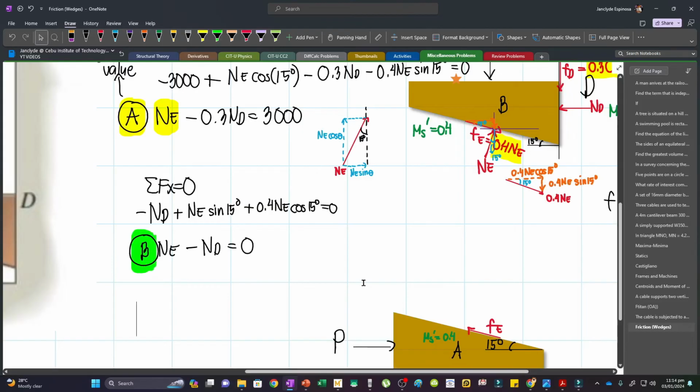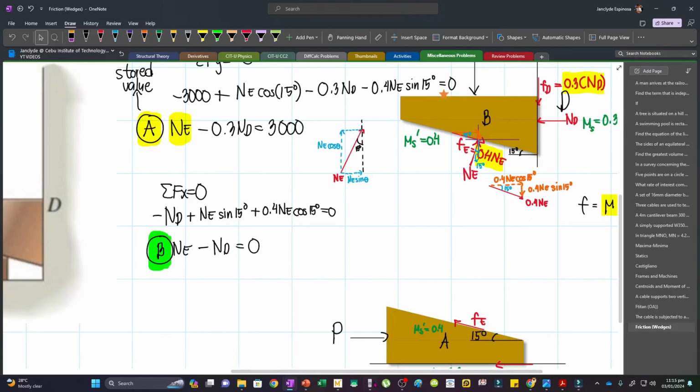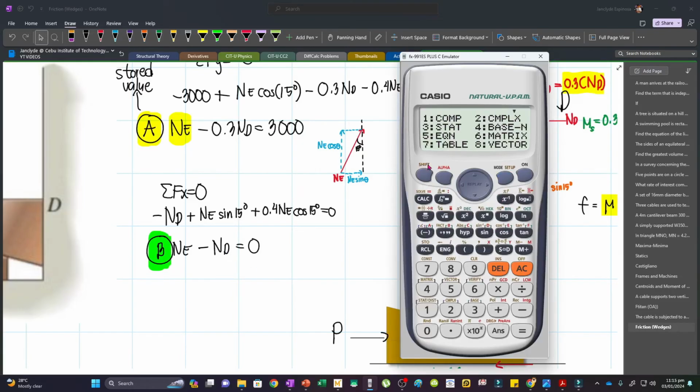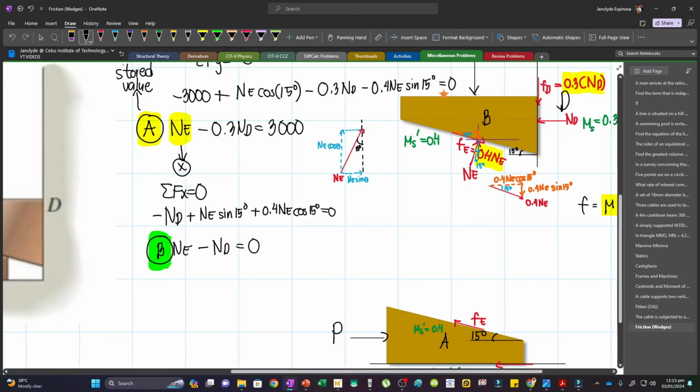And so now I already have my two equations, two unknowns. And so to solve NE and ND simultaneously, I will just use my calculator. Now first, we have to go to mode, and then press 5 for equation, and then let's go to simultaneous equation, which is 1. And so we will press 1. Now let's first define that our first unknown x is NE, because it's the first expression in our two equations. And so let's say this is x, and also this one.